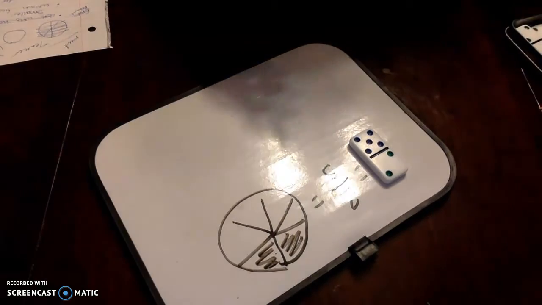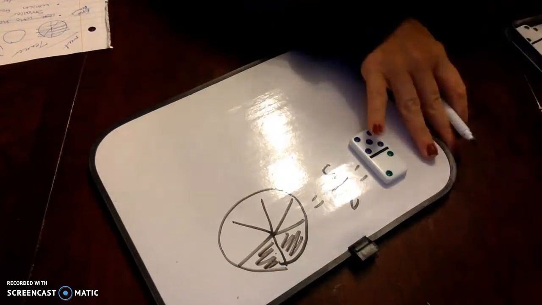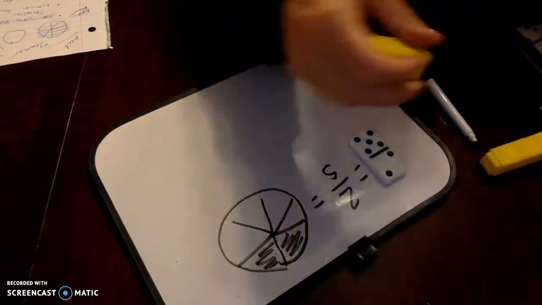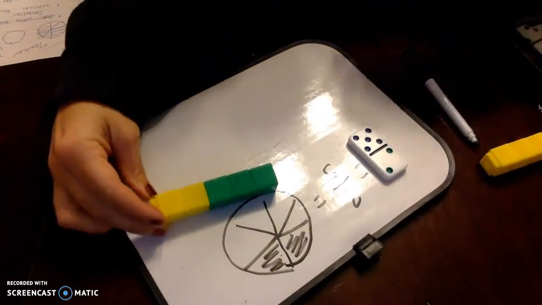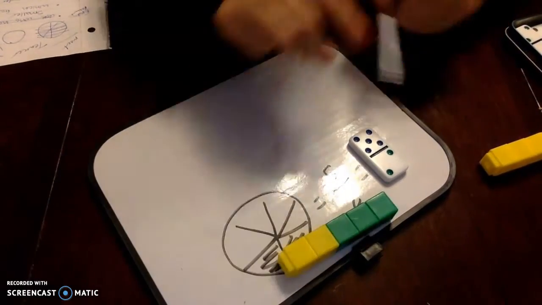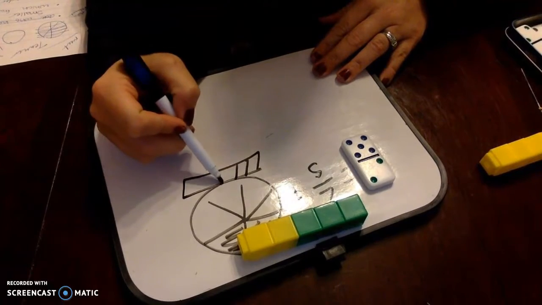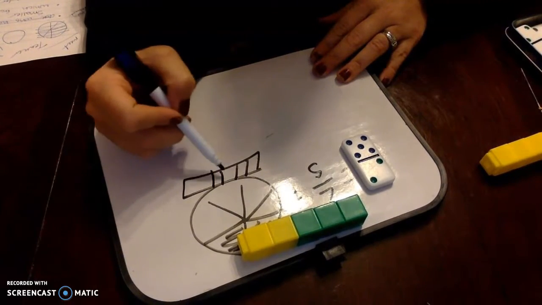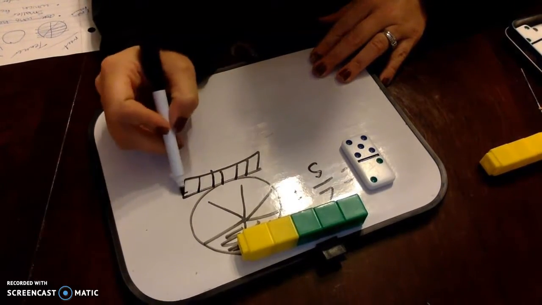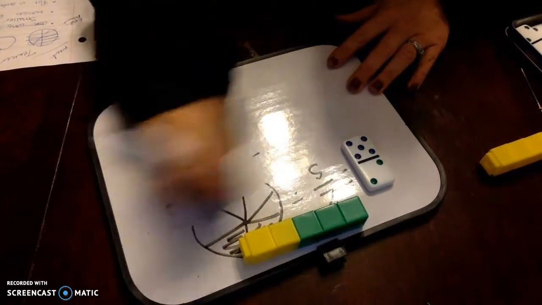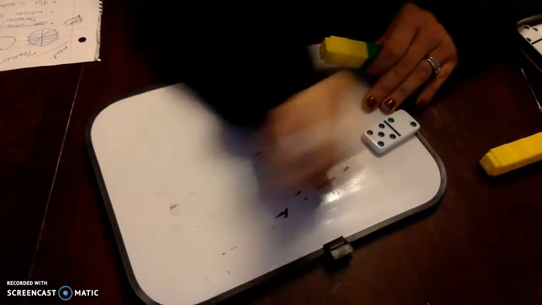Or for those who can't quite get there yet, you can do the 2/5 and have them draw it that way as well, just so they know the fractions. And then color them in. Okay?